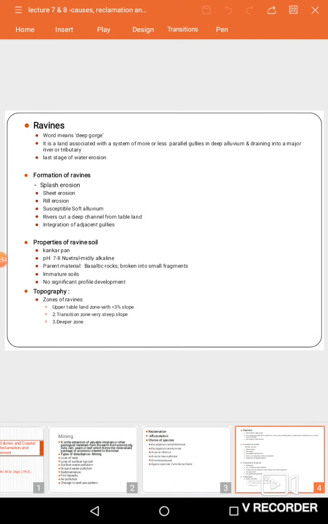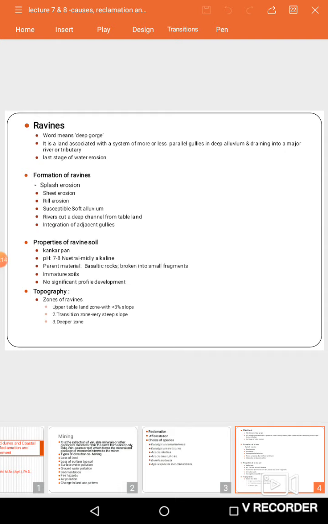And the second thing is ravines. This happens mainly due to water erosion, and it is formed on land associated with gullies or parallel to the gullies, but it is much larger than gullies and smaller than a valley.